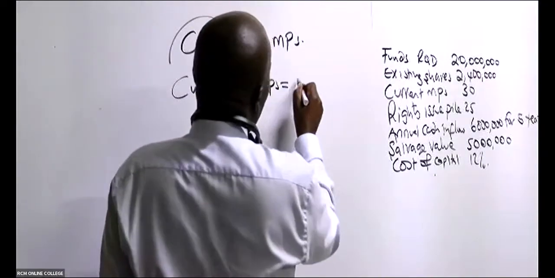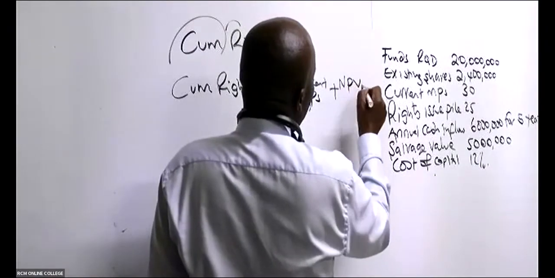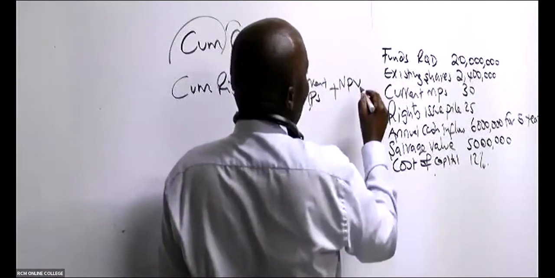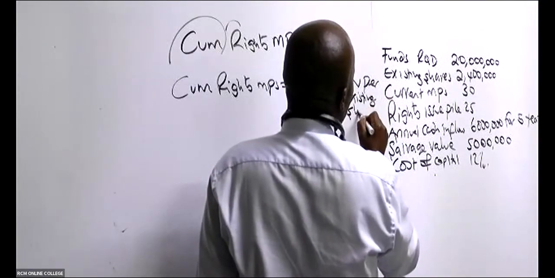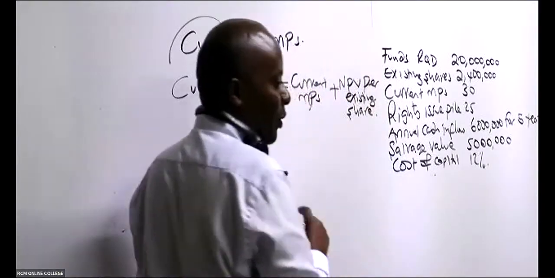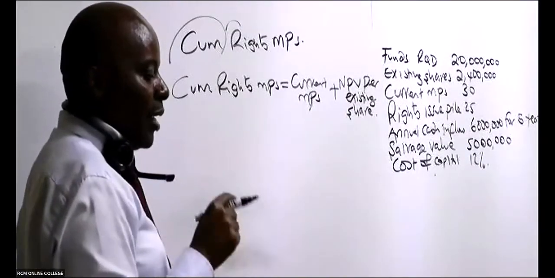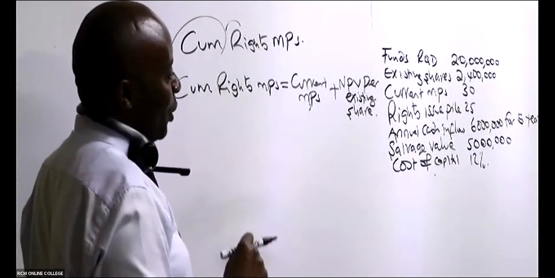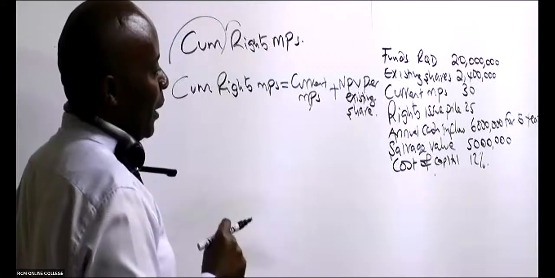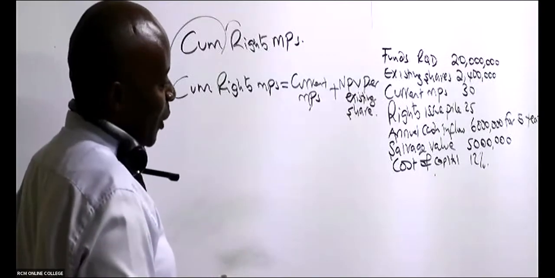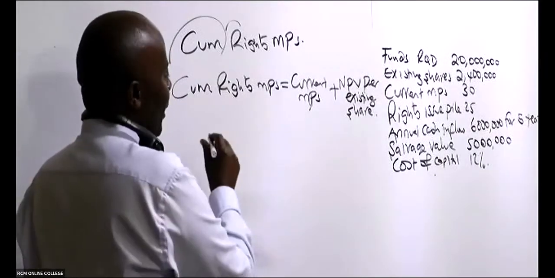To get this CAM rights MPS, what we normally do is to take the current MPS, you add the NPV per existing share, because whatever will be raised out of whatever you're going to issue here, you're going to invest the same in a project. And the project will give you some fruits, which should boost the existing market price per share. So then I would want us to calculate this net present value.